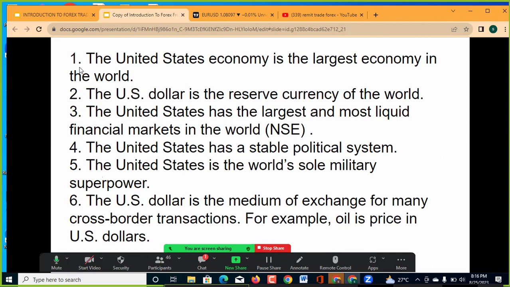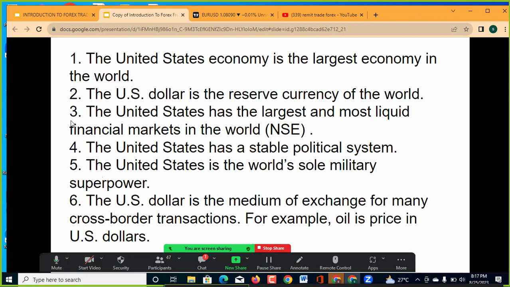Number one is that the United States economy is the largest economy in the world. You can go and find out. The US has the largest economy in the world by far. The second largest economy in the world is China, but China is still running in billions the last time I checked, but the US is running in trillions. So the US economy is the largest. And the second one is that the US dollar is the reserve currency of the world. Go to the World Bank in Switzerland, you discover that they have much more reserve in dollars compared to every other currency in the world. So the US dollar is the reserve currency of the world right now.